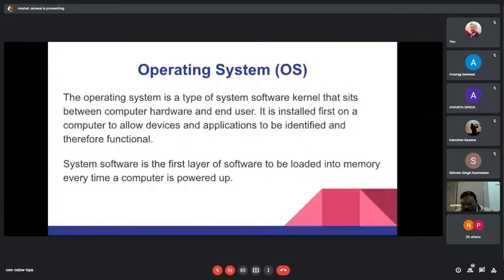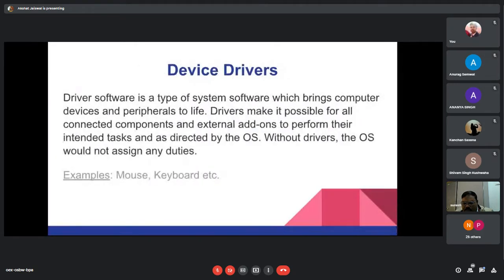First, OS. Operating system is a type of system software kernel that sits between the computer hardware and the end user. It is installed first on the computer to allow devices and applications to be identified and therefore functional. System software is the first layer of the software to be loaded into the memory every time a computer is powered up. Now, the device driver. Device driver is a type of system software which brings computer devices and peripherals to life. Drivers make it possible for all connected components or external add-ons to perform their intended task as directed by the OS.